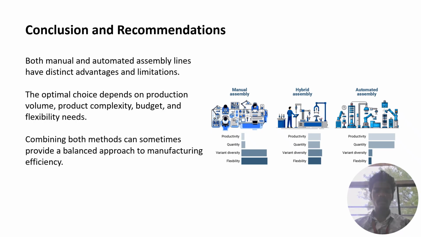Conclusion and recommendation. Both manual and automatic assembly lines have distinct advantages and limitations. The optimal choice depends on production volume, budget, and flexibility needs. Combining both methods can sometimes provide a balanced approach to manufacturing efficiency.